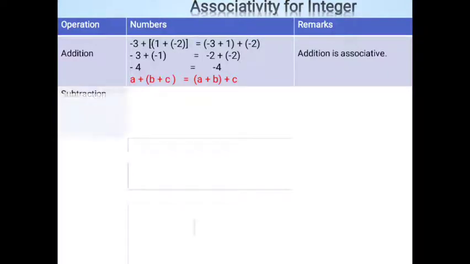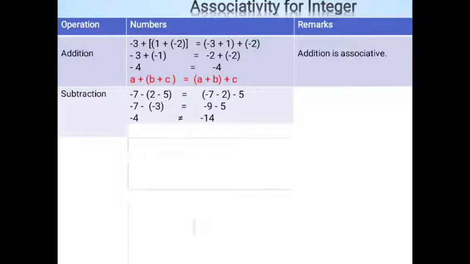Let us now check for subtraction. Negative 7 minus (2 minus 5) can be written as minus 7 minus (2 minus 5 will be minus 3). So we will have minus 7 minus into minus plus 3, which is equal to minus 4. Whereas the other side, (minus 7 minus 2) minus 5 can be further written as minus 9 minus 5, which is equal to negative 14.